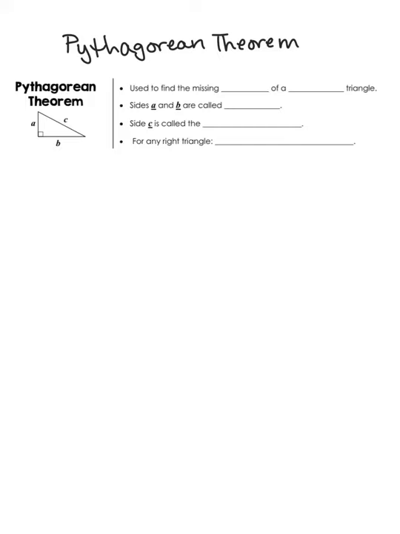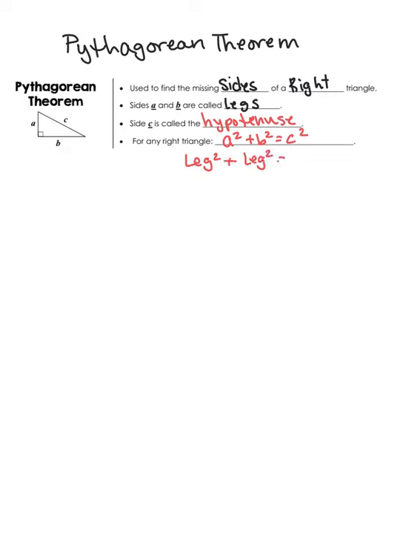Okay, so this video is on the Pythagorean Theorem. If you remember, the Pythagorean Theorem is used to find the missing sides of a right triangle. A and B are called the legs, and C is called the hypotenuse. For any right triangle using A and B as the legs, A squared plus B squared is equal to C squared. But we can also say that leg squared plus leg squared is equal to the hypotenuse squared.